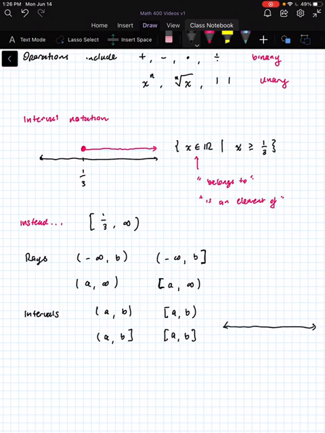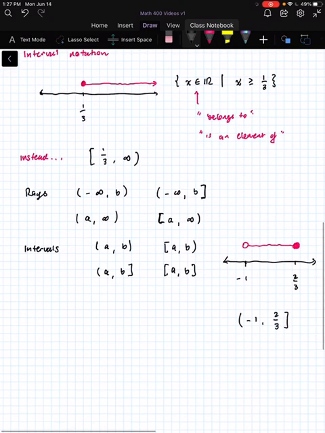So here's the real number line again. And let's say we're talking about the interval -1 to 2/3. And we're going to include 2/3, but not -1. And so we might represent that in interval notation as parentheses -1, comma, 2/3 bracket. And that represents that interval that starts at -1, but doesn't include -1, and goes up to and including 2/3.